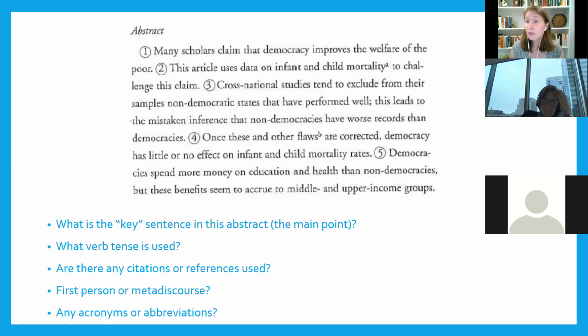The abstract does refer to other studies in a general sense, saying cross-national studies tend to, so we do know that in this study they're going to refer to other studies, but none of them are specifically referenced in this abstract itself, okay? All right, the next question, is this written in first person, we, I, or is there metadiscourse? Metadiscourse being like this research found, that kind of thing.